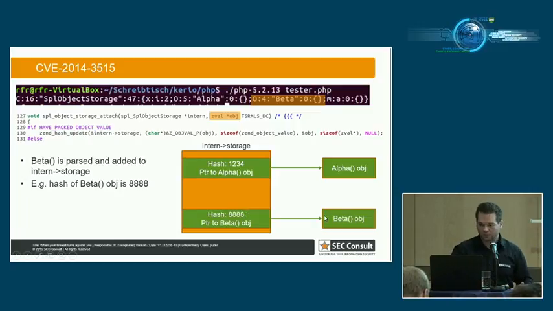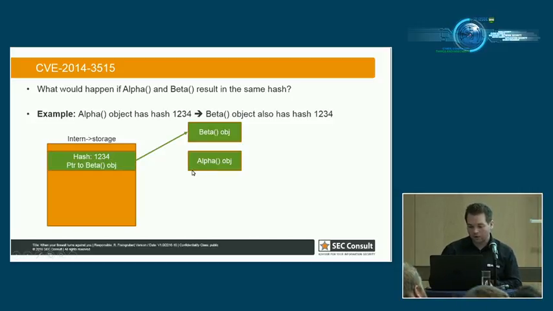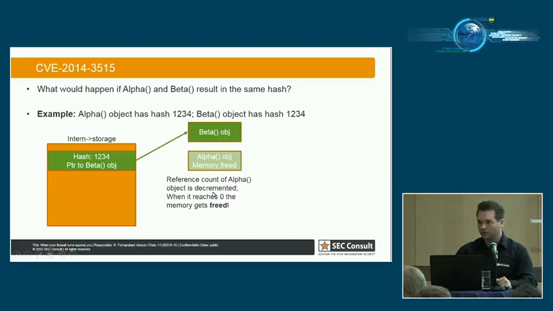And the main problem is, what if I generate 2 objects which have the same hash? So I have here a pointer with hash 1234, pointing to the alpha object. But now I generate a beta object which has the same hash value. That means I'm now overwriting this pointer here. So this pointer here is no longer pointing to the alpha object. That means the reference count is decreased to 0. So alpha no longer has a reference. That means this alpha object is freed.